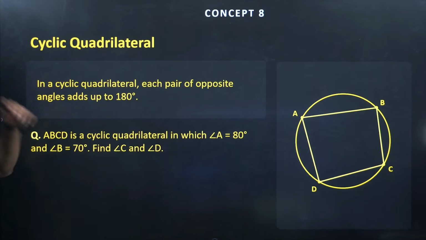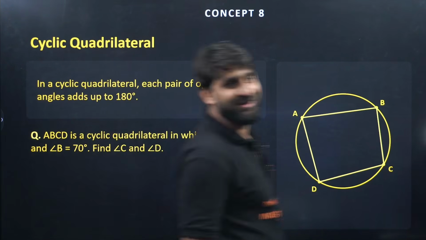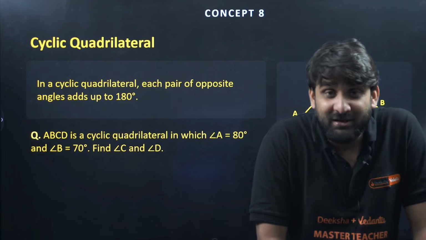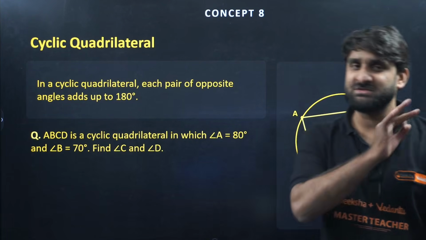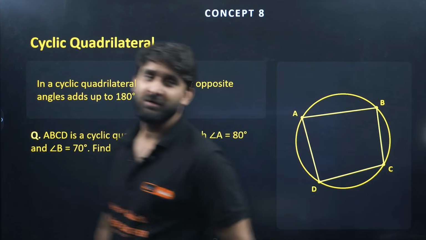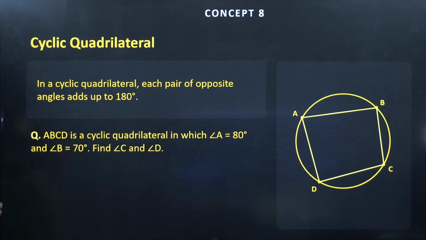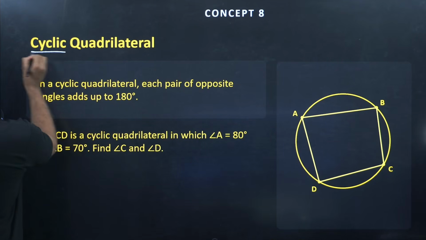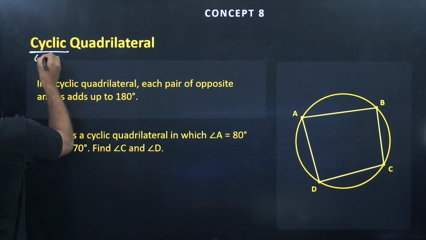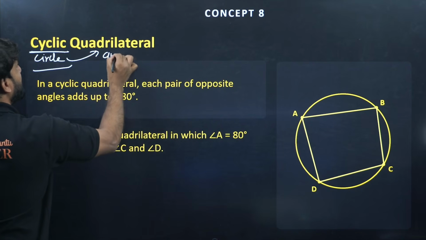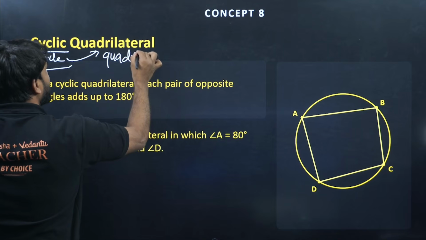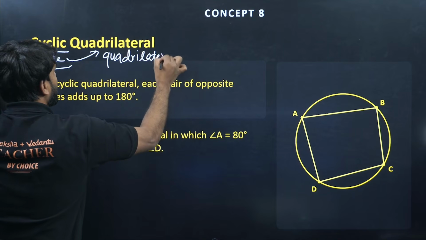Moving ahead, let's talk about cyclic quadrilateral, which is the most lovable chapter for the teachers, and you will definitely get one question from this particular theory. Cyclic quadrilateral means what? There is a circle, and there is a quadrilateral. So a quadrilateral inside a circle is called a cyclic quadrilateral.